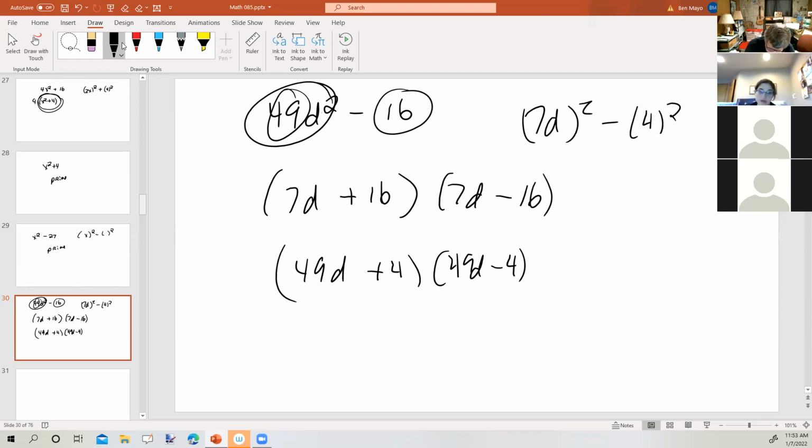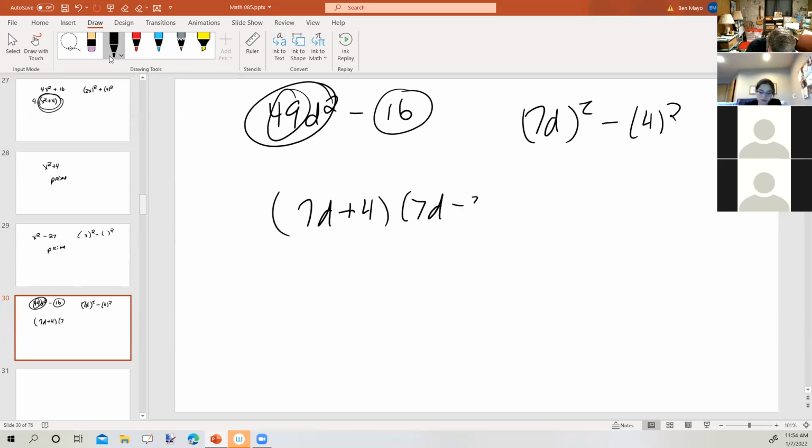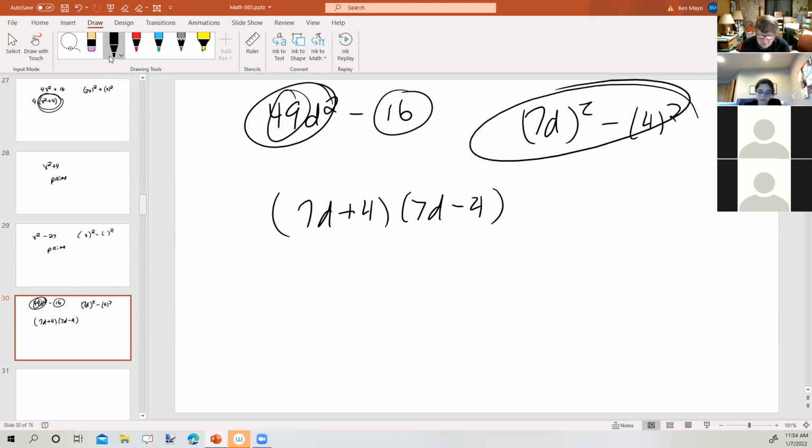And then you get 7d plus 4, 7d minus 4. So again, I do this to force you to stop and think about what the bases are. It's not 49d, it's 7d. That whole 7d is what's being squared. 4 is what's being squared.